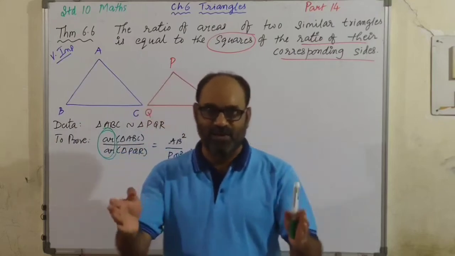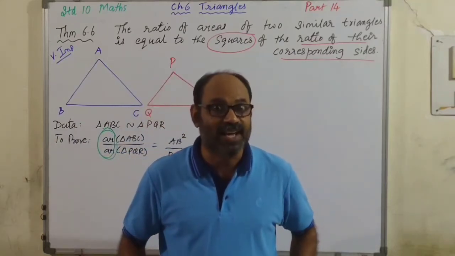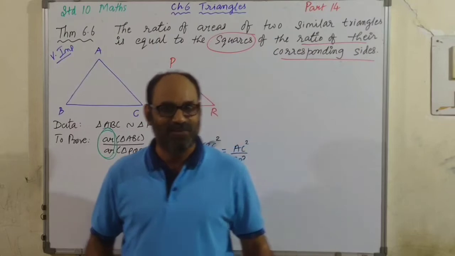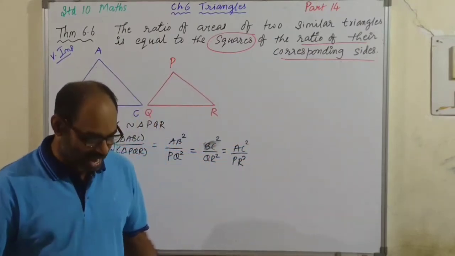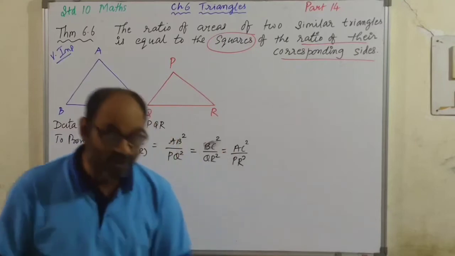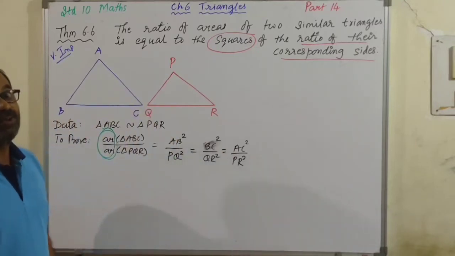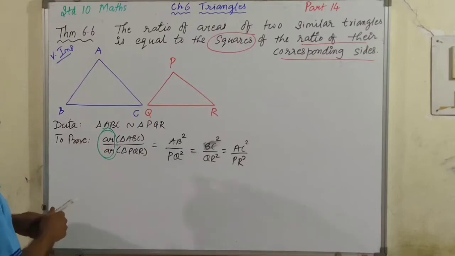If you have to find the ratio of areas, at least we should know what is the area. And what is the formula to find area of triangle? Half into base into altitude. So I'll have to take the altitudes for both the triangles.